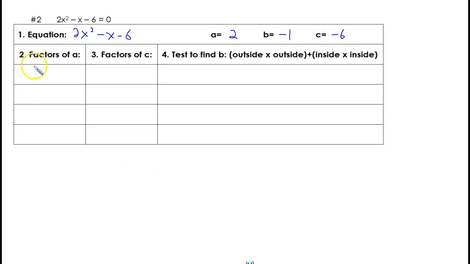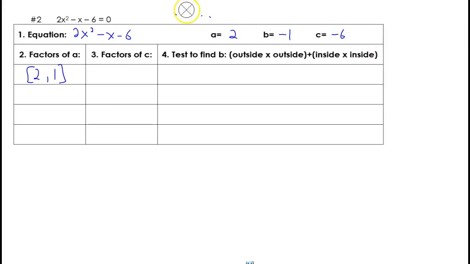Factors of A are going to be simple here. It's 2 times 1. That's the only way to get 2. For the factors of C, let's think about this really quickly. We are multiplying to get this negative 6. Let's say we have x minus 2 times x plus 3, right? When we multiply this out, we're foiling it, and to get the last term, it's last times last. Well, negative 2 times positive 3 is negative 6, but if they were both positive, it wouldn't work.